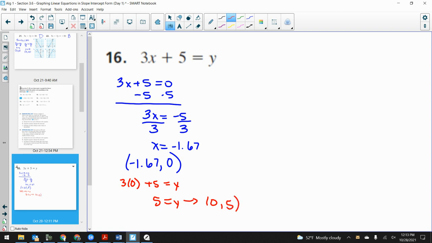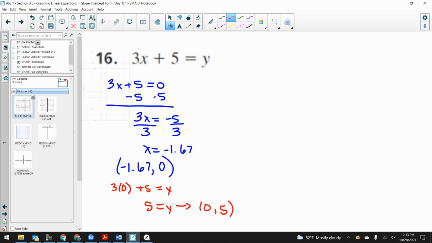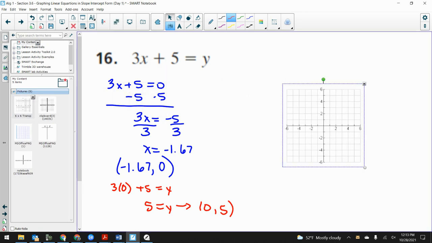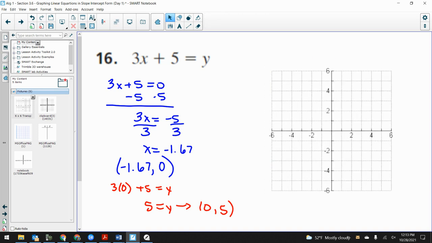Let's get a graph real quick. I can use my 6x6 graph. Okay. I graph my y-intercept and my x-intercept. I'll put my x-intercept in blue, negative 1.67. My y-intercept is 0, comma 5. And I graph my line. Hopefully you hit the points better than I did. Questions on that?